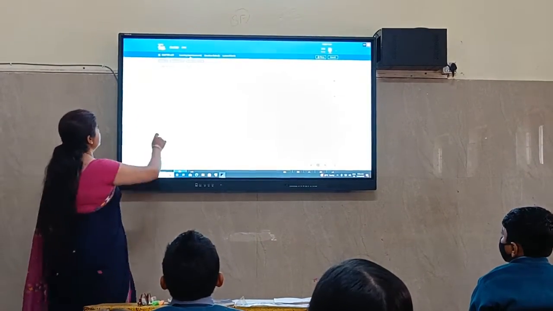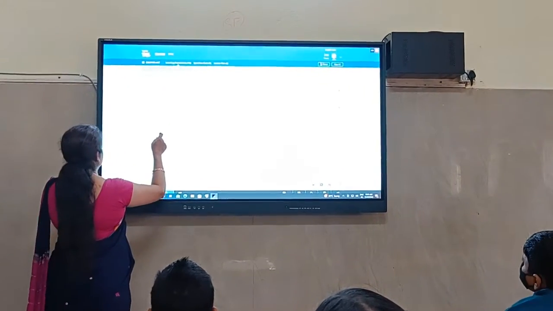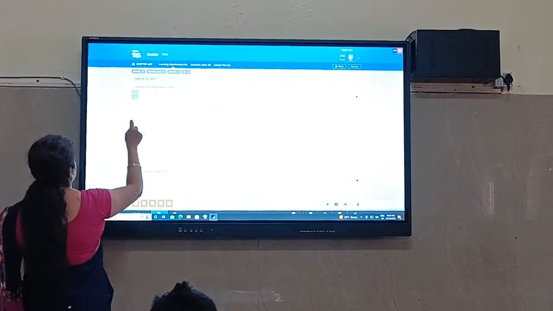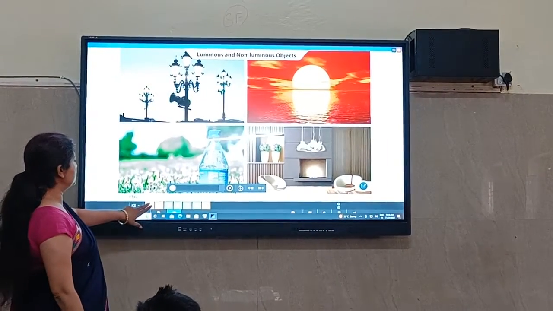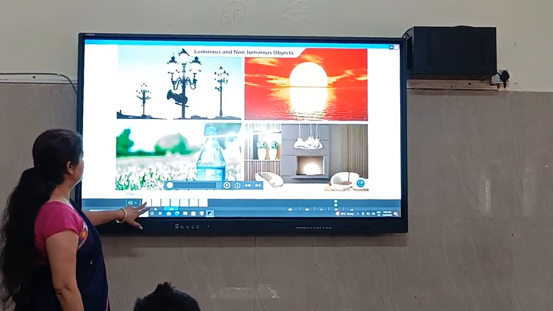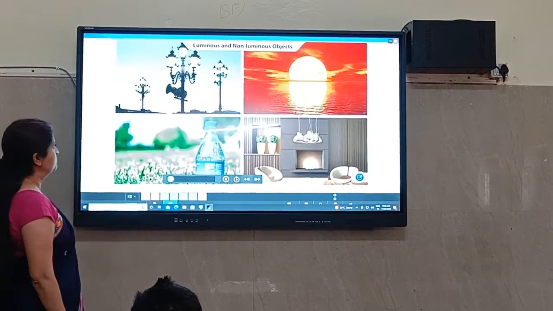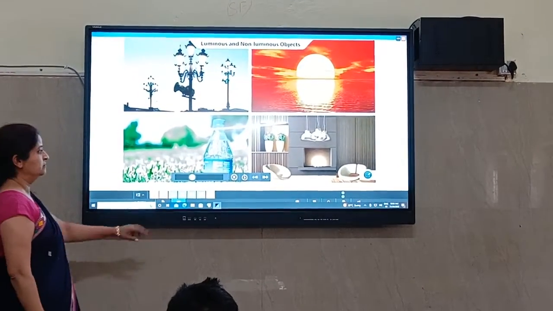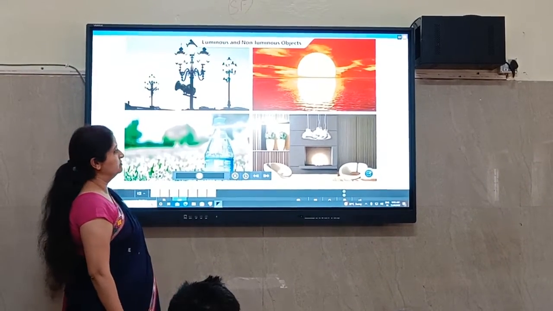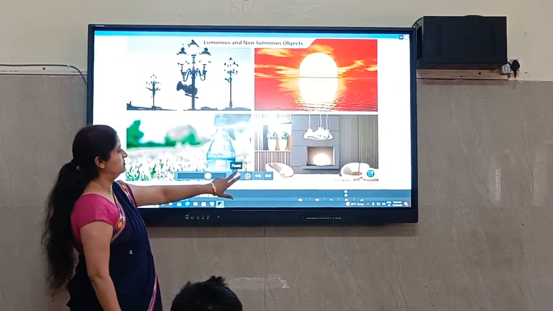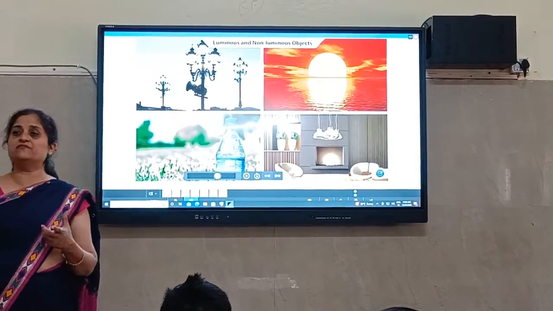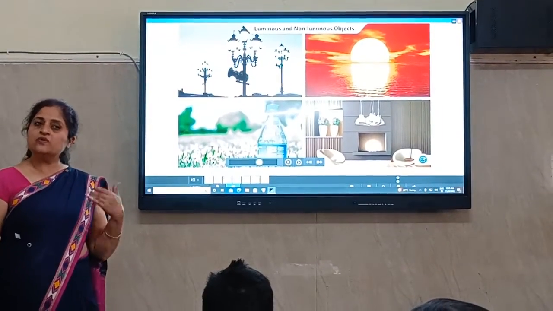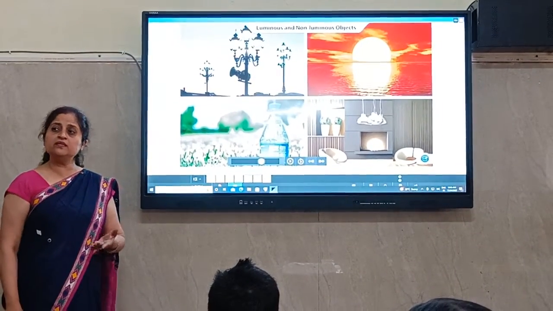Okay. So let us see this first. We have a video. So let us see this video. You know that objects which emit light of their own are called luminous objects, and those which do not emit light of their own are called non-luminous objects. Just now I told you objects which give out their own light. Here they are using the word emit. Emit means they are giving out their own light.